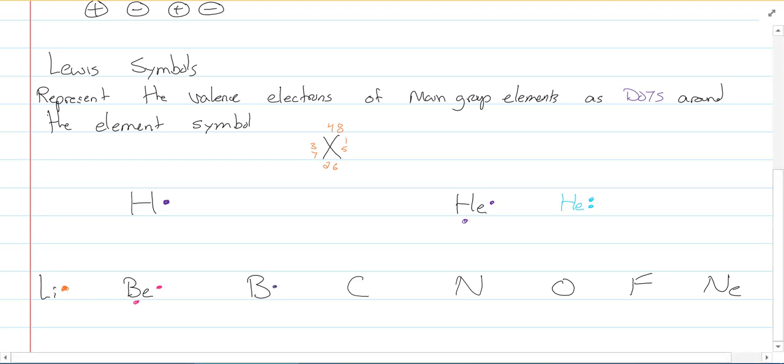Boron, 3 dots. Carbon has 4 dots. Nitrogen has 5 dots. And a lot of times with nitrogen, you'll see both on top. You don't have to. Oxygen, 6 dots. And a lot of times you'll see this with oxygen too. So even though I'm not going in the 1, 2, 3, 4, 5, 6, 7, 8 order we did up here, that works. It doesn't matter. You can have the dots paired down here on the bottom and the left. It does not matter. You just kind of have 2 dots on each side. Then we got fluorine. And finally, neon.